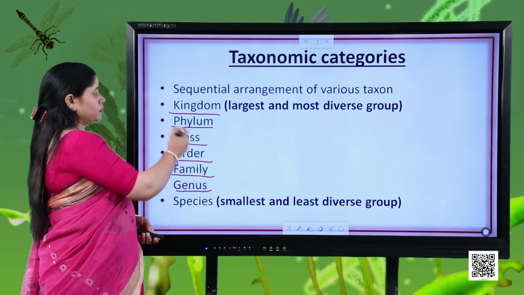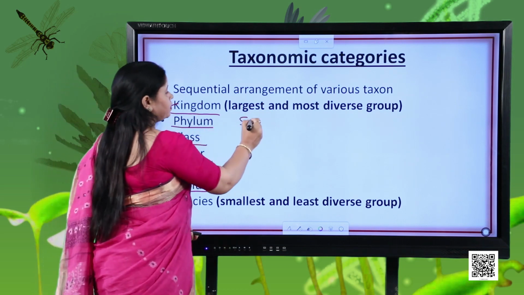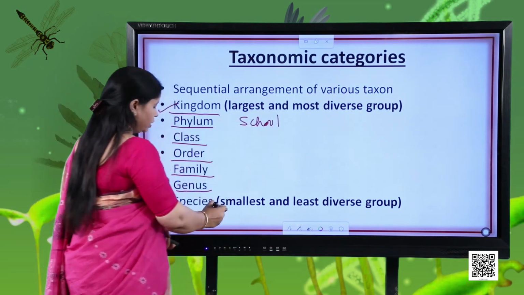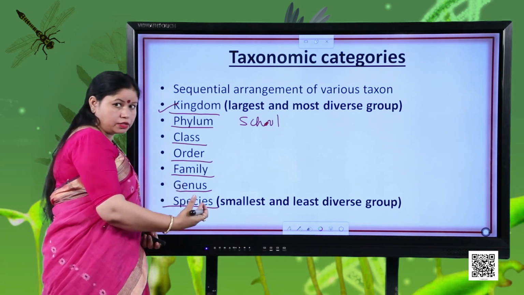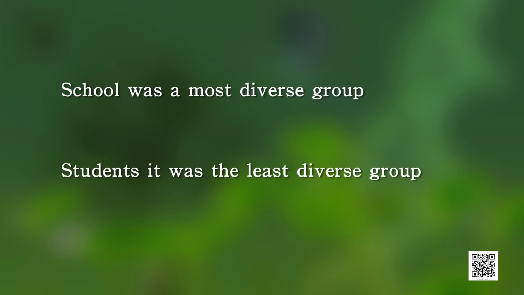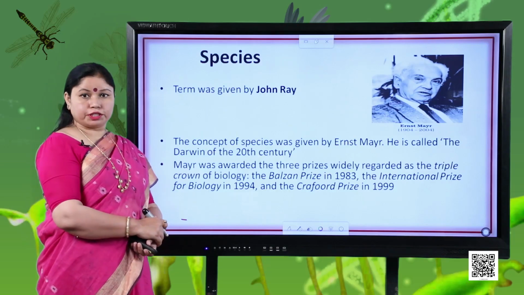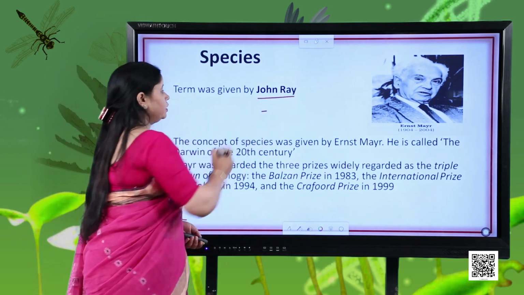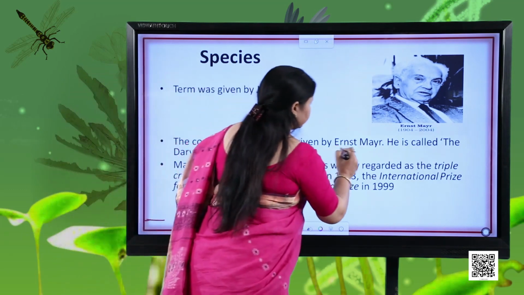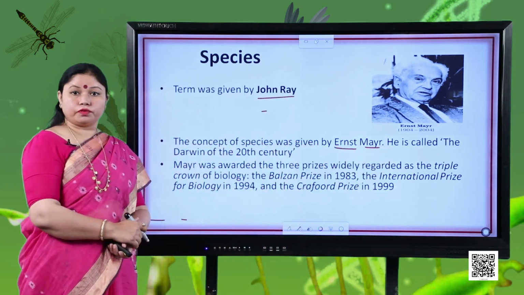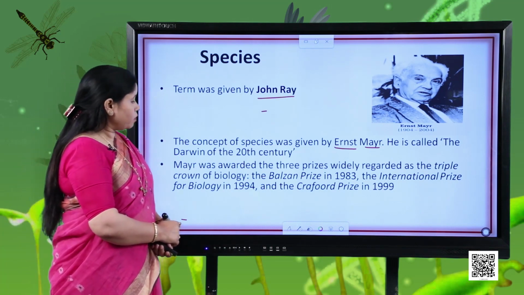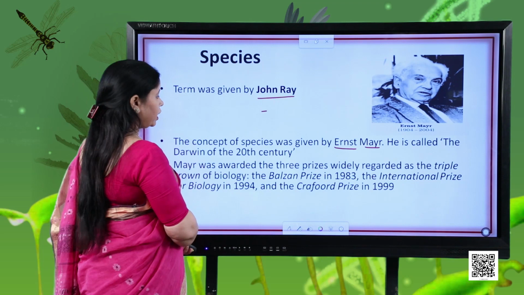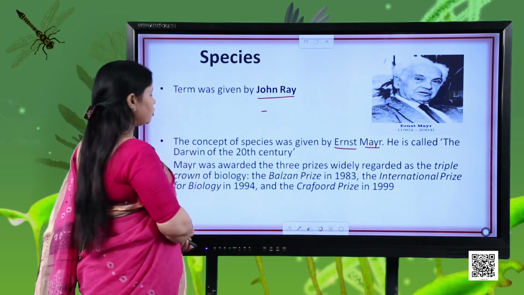You can compare kingdom with your school in the example I had given, and species you can compare with the students of a particular section. You will understand the school was the most diverse group, and if you look at the students, it was the least diverse group. Let us understand the concept of species first. The term was given by John Ray and the concept was given by Ernst Mayr. He is also called the Darwin of the 20th century. Mayr was awarded 3 prizes and they are widely regarded as the triple crown of biology.